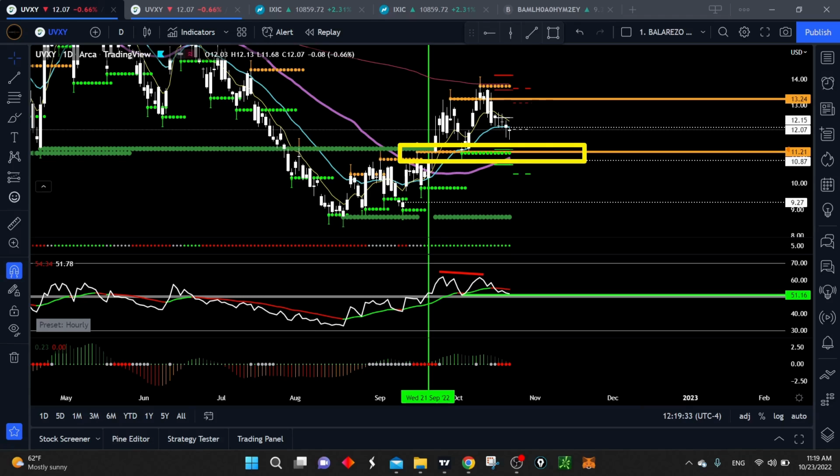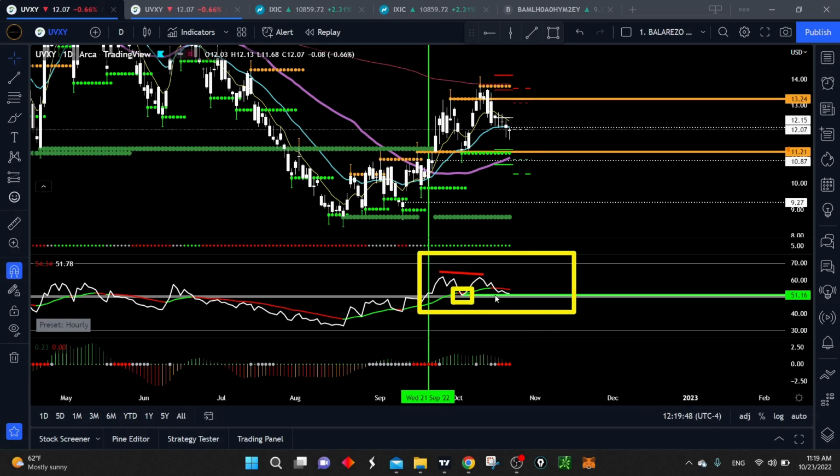Then we're also going to have another kind of traders that are going to come into this level. And these are the traders that focus on moving averages. We have a rising 50 daily moving average. And then we have momentum traders. And we can see that momentum is also coming into a previous level of support.